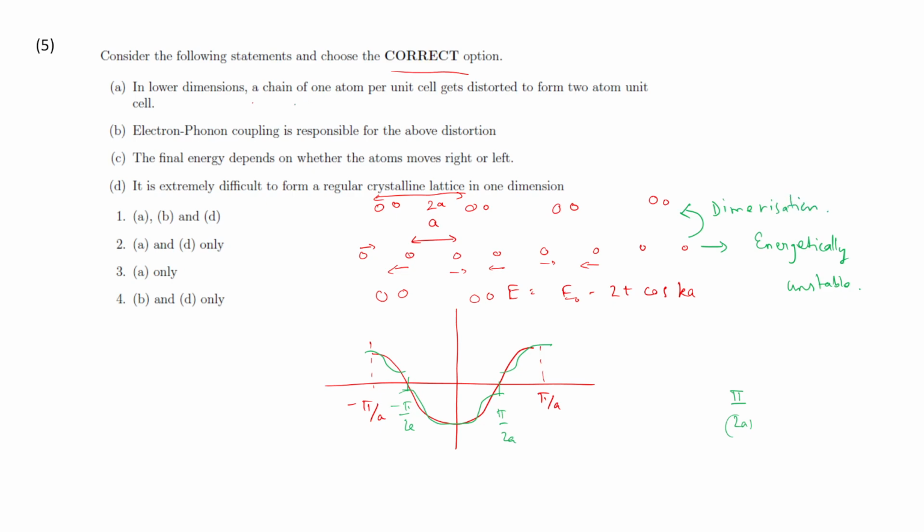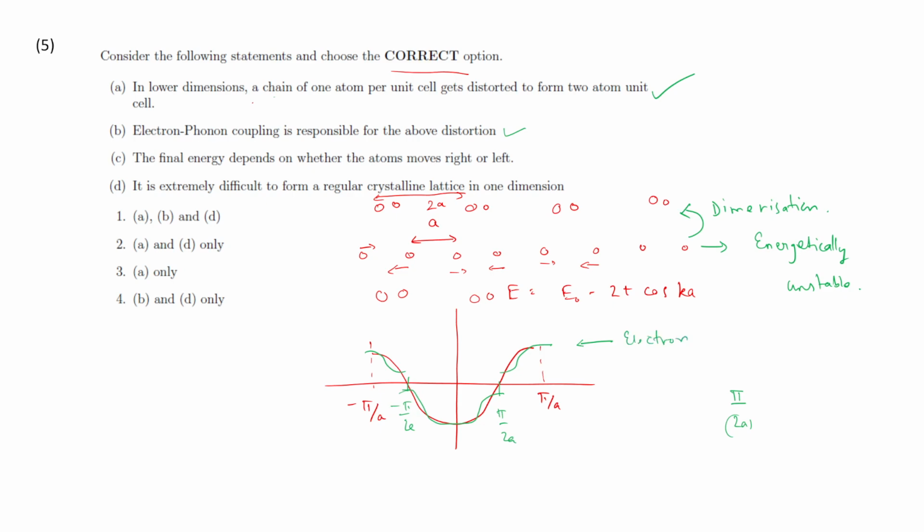So in lower dimension, particularly in 1D and 2D, this happens very frequently. A chain of one atom gets distorted to form a two atom unit cell. So this is true. And why is it true? Because it gets some advantage in terms of lowering of energy. The electron phonon coupling is responsible for this. So this band diagram is of the electron.